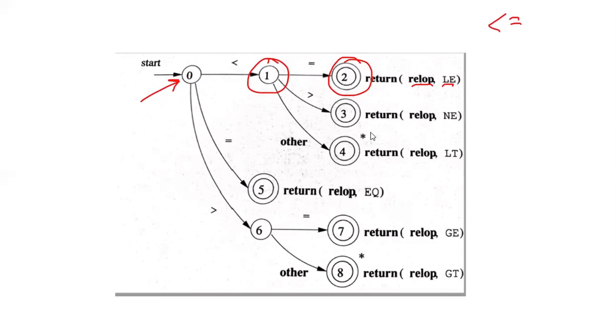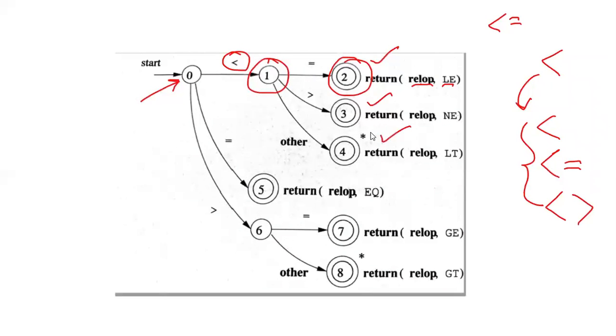After seeing the first one now, suppose after seeing this symbol, I may get what are the relational operators corresponding to this, and it may be only this, it may be less than or equal to, or it may be not equal to. These three options I have. So I have three transitions here. Okay. So if I see less than equal to, that means this one, I will return this.